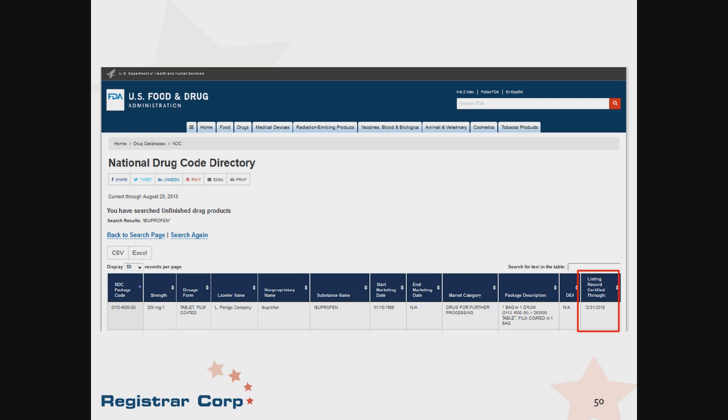Here is an example of an entry in the database for a product that is certified through the end of 2018. This listing will either need to be updated by the end of the year or certified that there are no changes between October 1st and December 31st in order to be certified through December 31st, 2019.